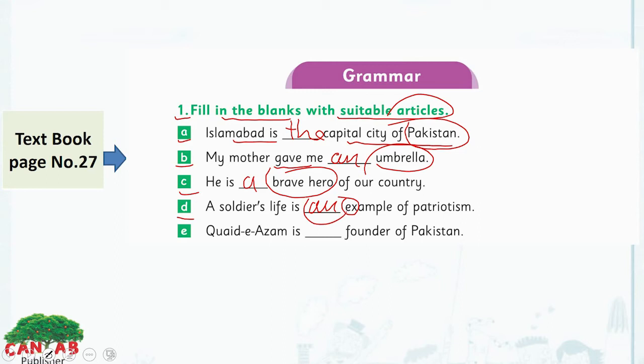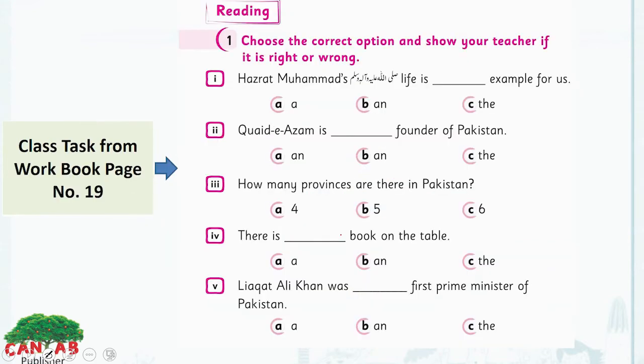And here, E. Quaid-e-Azam is founder of Pakistan. Here Pakistan is also a unique noun, and Quaid-e-Azam is also a specific and proper noun. So we will use the here. Good. This is your class task from workbook, page number 19.